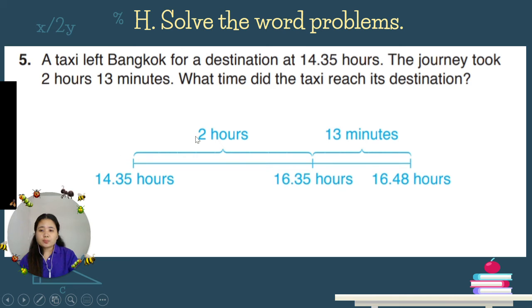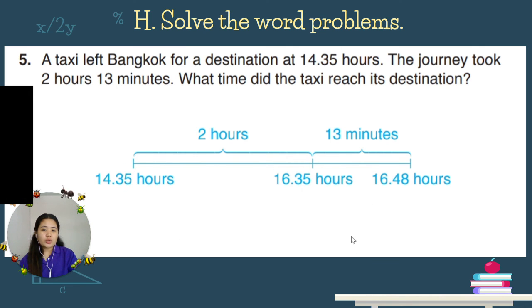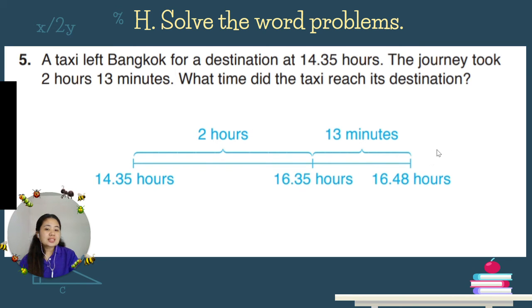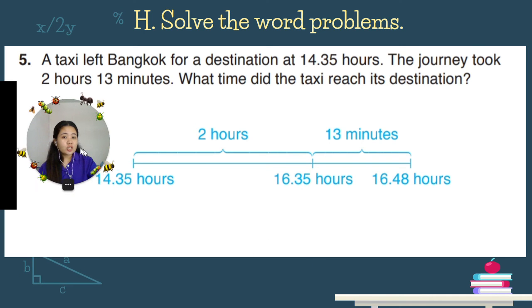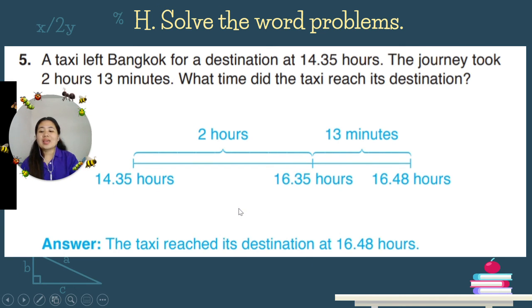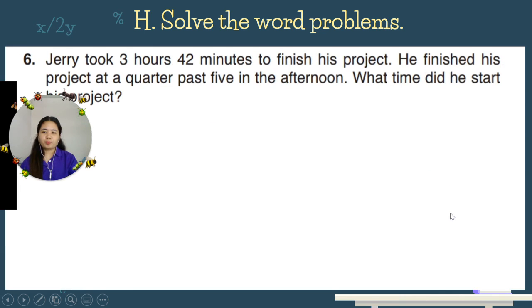14:35 plus 2 hours, plus 2, that will become 16:35, right? Plus 13, so we add 13. So 5 plus 3 is 8. 3 plus 1 is 4. Bring down 6. We put the point first, then bring down 1. That means the end time is 16:48 hours. So for the question, what time did the taxi reach its destination? The taxi reached its destination at 16:48 hours. Very good.